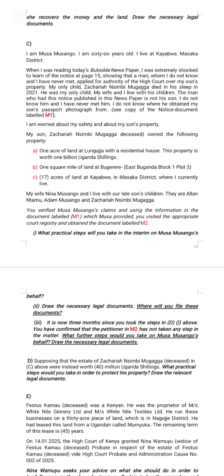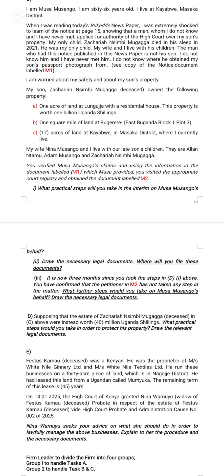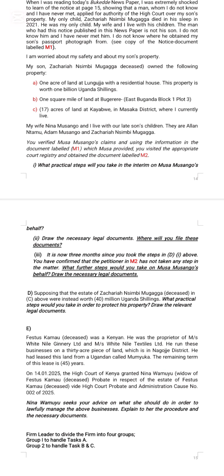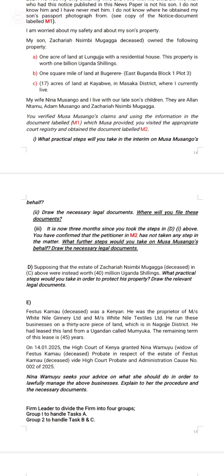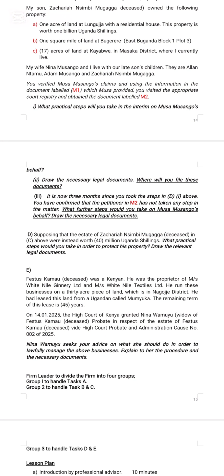I am worried about my safety and about my son's property. My son Zakari Simbi Mugaga owned the following: 1 acre of land at Lunguja, 1 square mile of land at Bugere, and 17 acres of land at Kayabwe. My wife Nina Musango and I live with our late son's children. They are Alan, Adam, and Simbi.